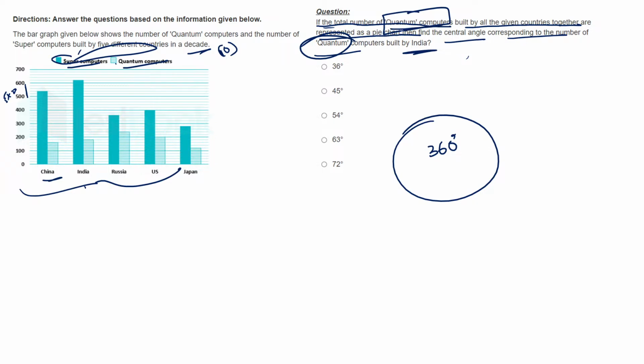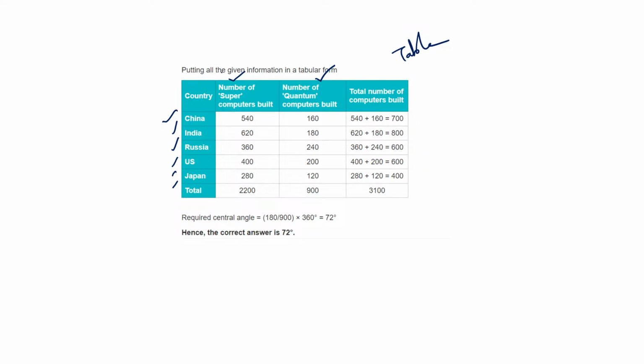So how many quantum computers are there together? If you go to the next one, in the table representation, see, these are the quantum computers by China, India, Russia, US and Japan. So totally we are having 900 quantum computers. So take the 360 degrees as 900 quantum computers.